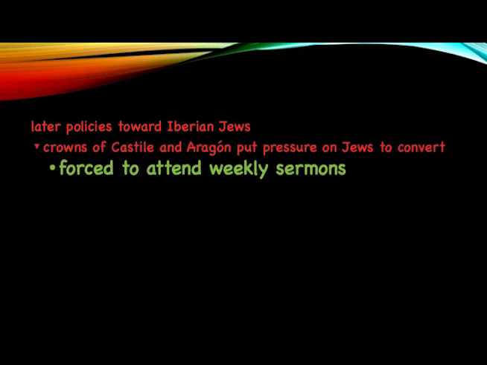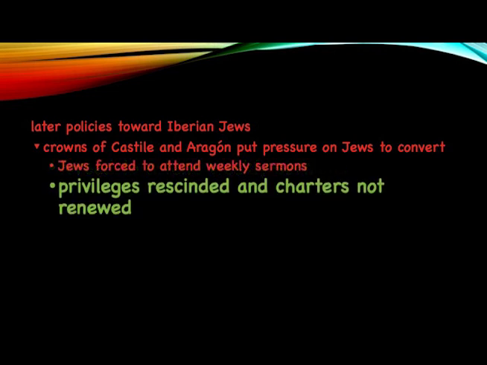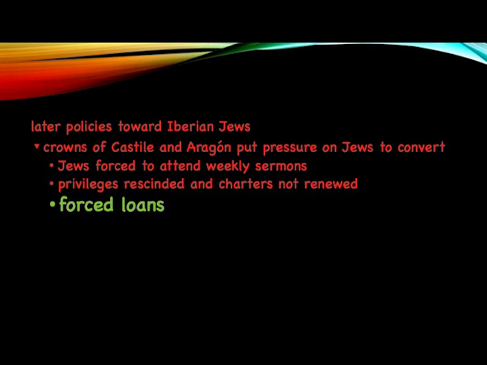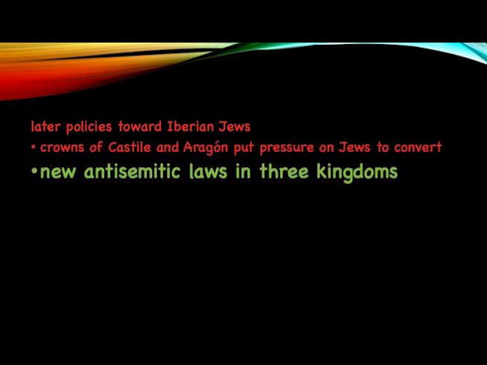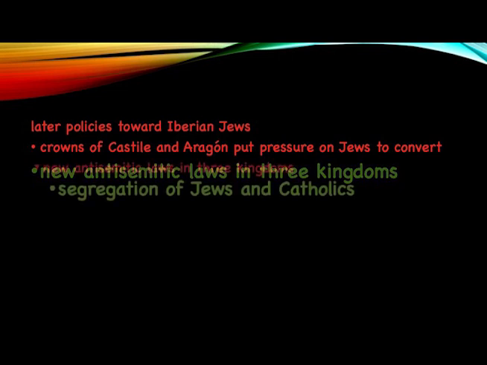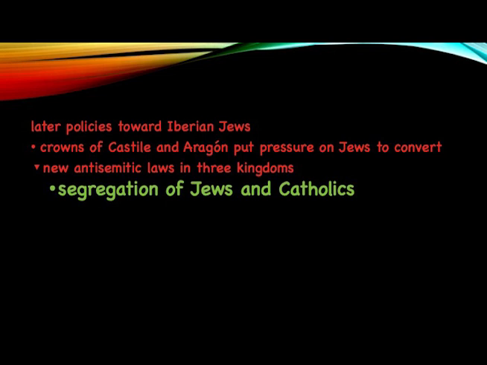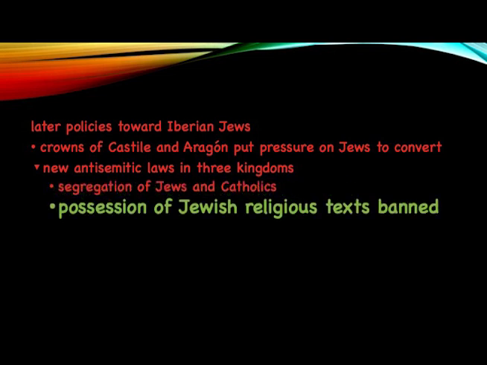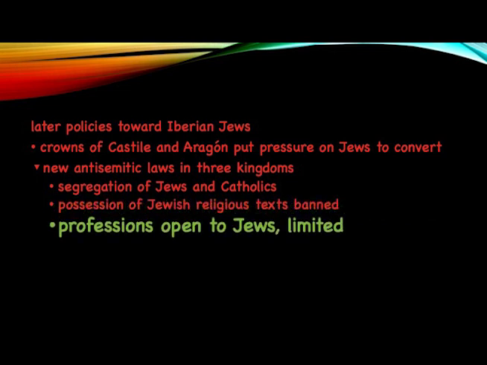Jews were forced to attend weekly sermons on Sundays. The monarchies rescinded privileges granted to Jews or declined to renew charters when they expired. They forced Jews to loan the state money without any intention of repaying them. These so-called forced loans were nothing more than legal blackmail and theft. The Kingdoms of Castile, Aragon, and Portugal also enacted new anti-Semitic laws. Laws segregated Jews and Catholics. The possession of Jewish religious texts was banned, and many Hebrew texts were burned. And the kinds of professions open to Jews were limited.